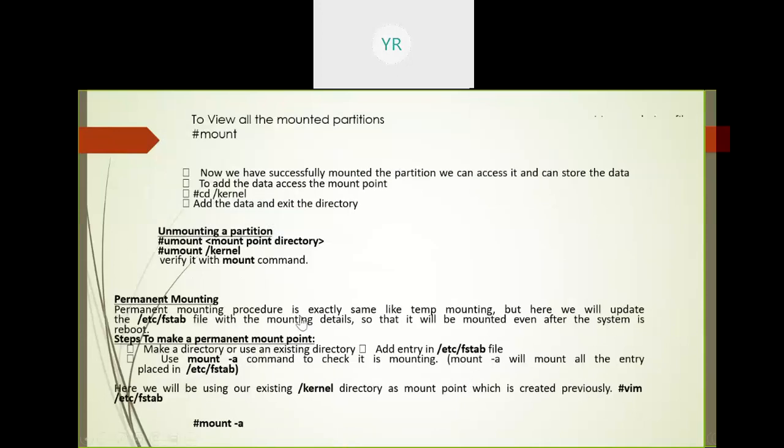Next, if you want to see the presently mounted partitions, you will use the mount option. If you type mount, you will see all of those. One more option is there, the df -h option. We'll see the difference between these two.